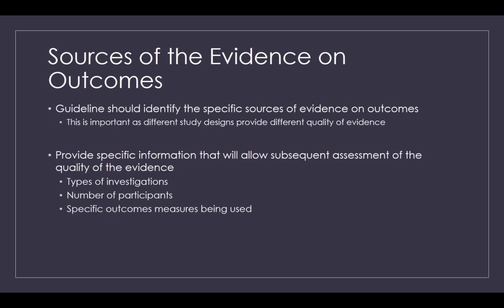Guidelines should also provide specific information that will allow subsequent assessment of the quality of evidence. So what are the types of investigations and what are the inherent biases in those types of research designs? How many participants were in each study and which specific outcome measures are being used?